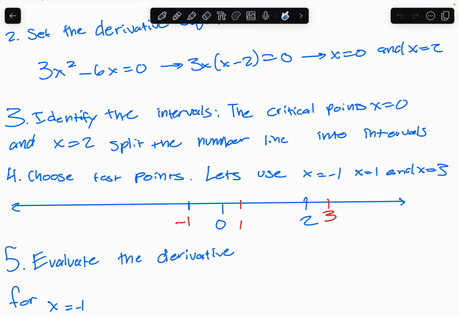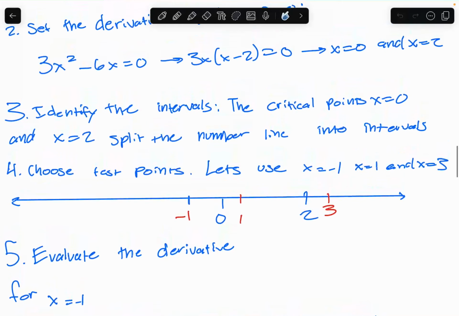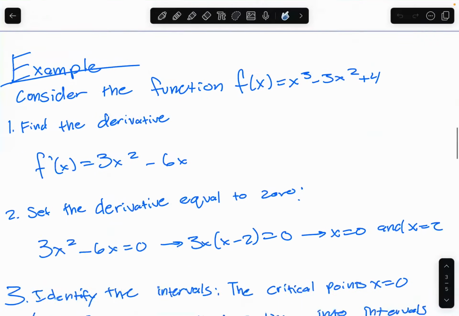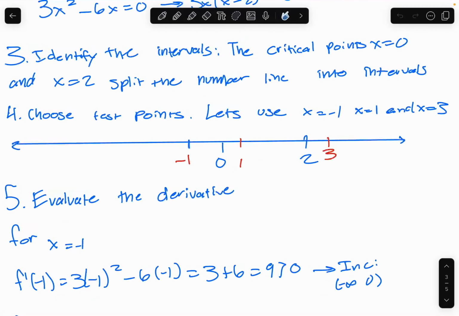What we do is take our test points. Our first one is x equals -1. We plug that back into the derivative equation, as you can see I've done here. So we have f prime of -1 equals 3 times negative 1 squared minus 6 times negative 1. This equals 3 plus 6, and that equals 9. And so we know that 9 is greater than 0, indicating that this function is increasing from negative infinity to our critical point 0.